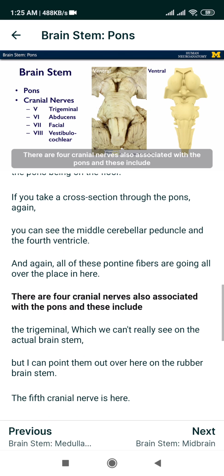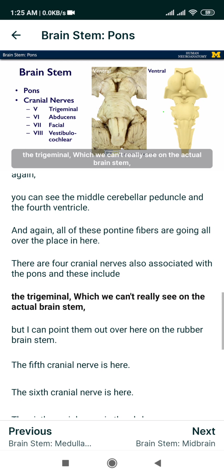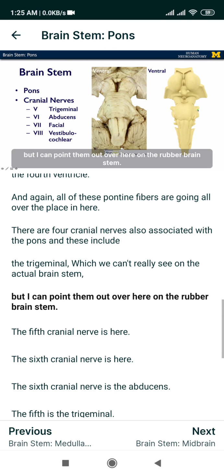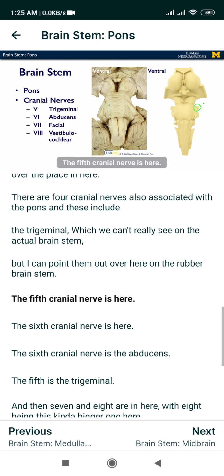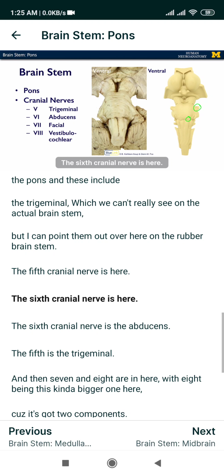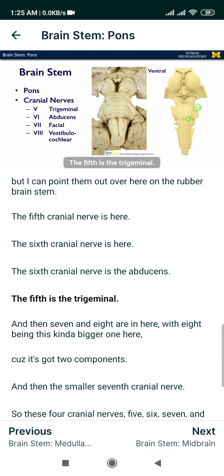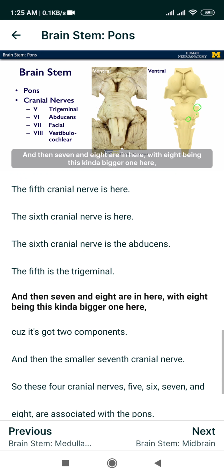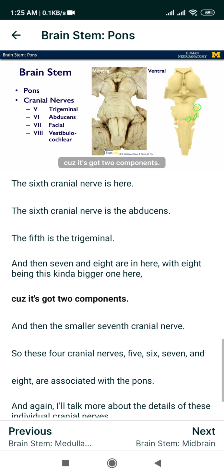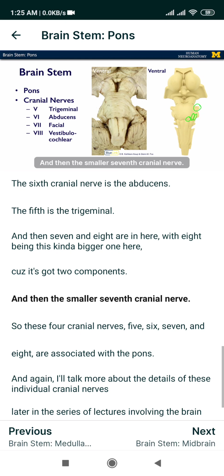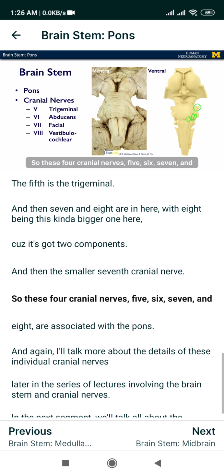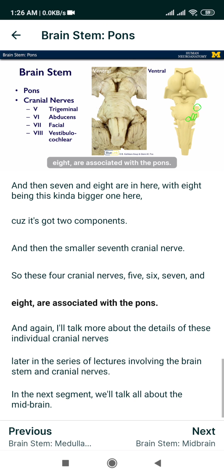There are 4 cranial nerves also associated with the pons, and these include the trigeminal, which we can't really see on the actual brainstem, but I can point them out over here on the rubber brainstem. The 5th cranial nerve is here. The 6th cranial nerve is here. The 6th cranial nerve is the abducens. The 5th is the trigeminal, and then 7 and 8 are in here, with 8 being this kind of bigger one here because it's got 2 components, and then the smaller 7th cranial nerve. So these 4 cranial nerves, 5, 6, 7, and 8, are associated with the pons.